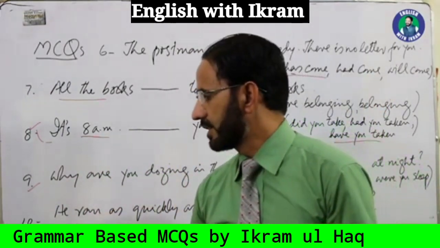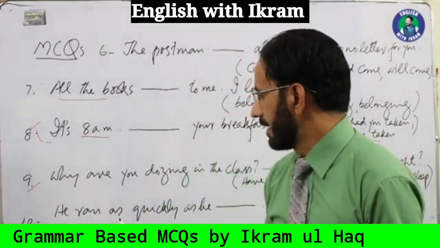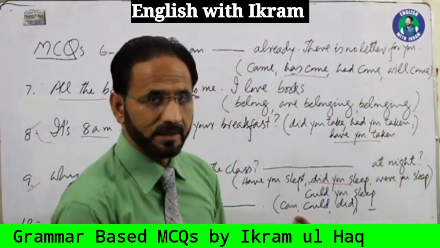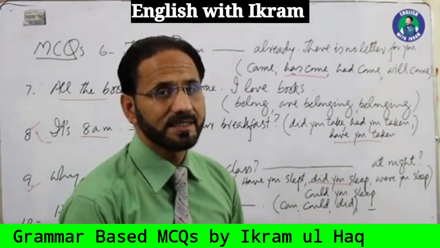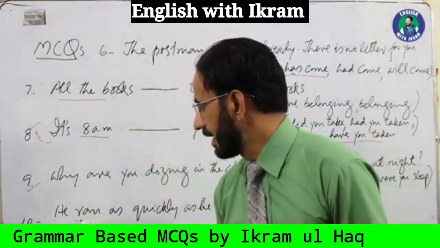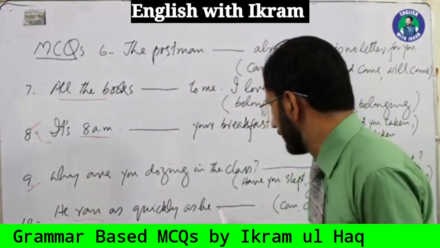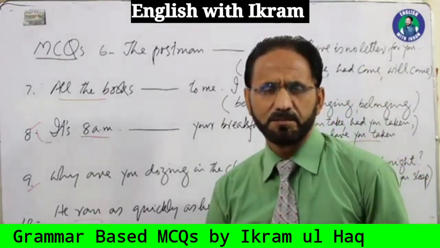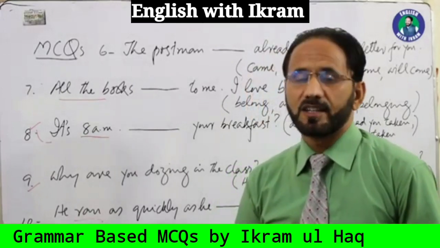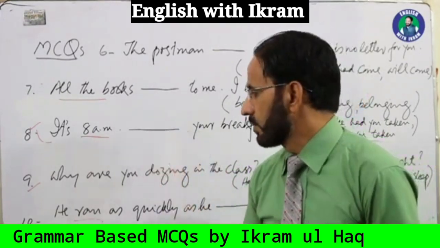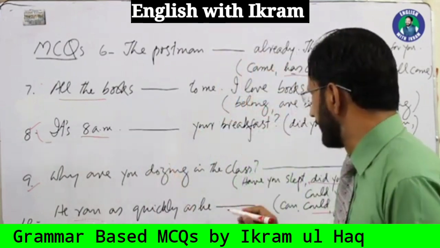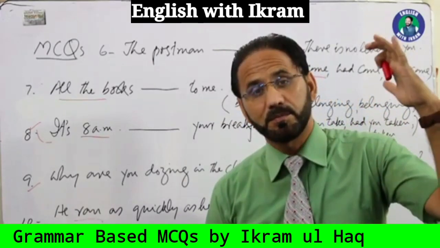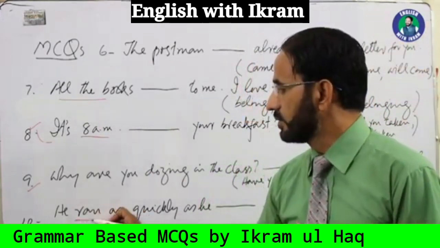The last MCQ is, he ran as quickly as he can. He could. He did. Now here, he ran, simple past tense. So here we will use simple past tense about his capacity, past capacity. Capacity, capability, that is concerned with the past. It would be, he ran as quickly as he could. इतना तेज दौड़ा जितना वो दौड़ सकता था. Past capability, because here I have used ran.